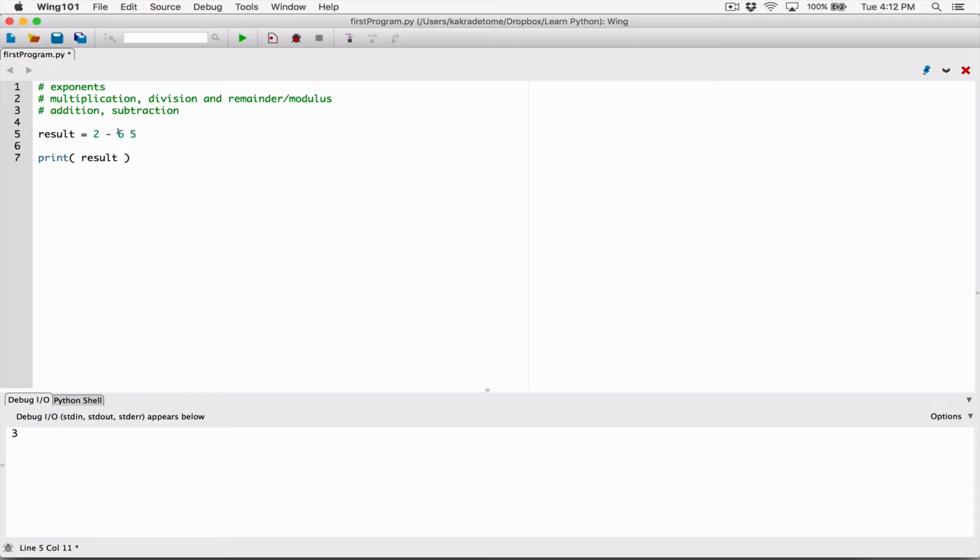Apart from that, if you have something like this, then because the plus and minus sign have the same precedence, they'll be evaluated from left to right. So it's going to take the first one on the left, which is a plus, tackle what's on the left and right. 2 plus 6 gives you 8. 8 minus 5 gives you 3.